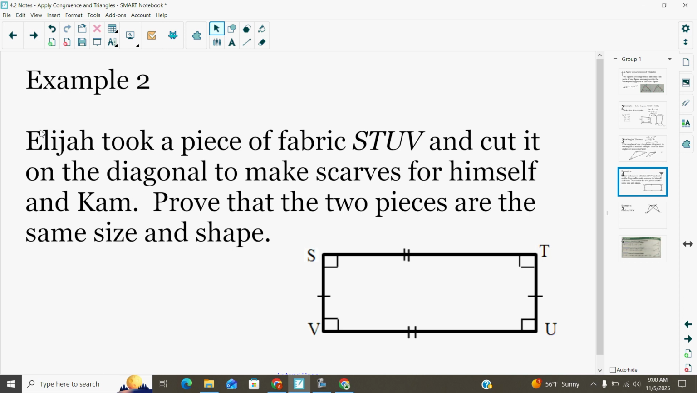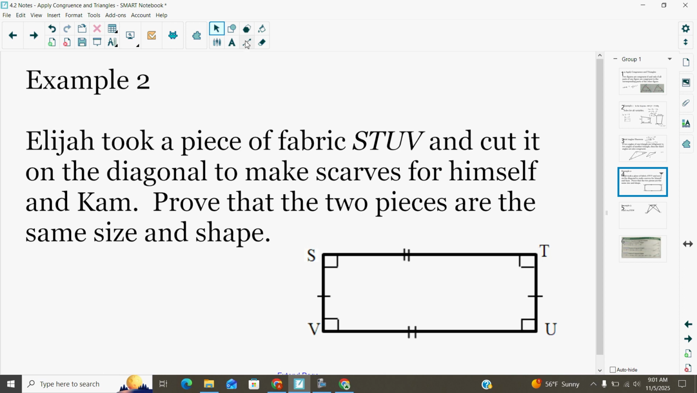Example two says Elijah took a piece of fabric, which is this figure STUV. Looks like we've got a rectangle here. All right angles are defined. These parallel sides are congruent. ST and VU are congruent.